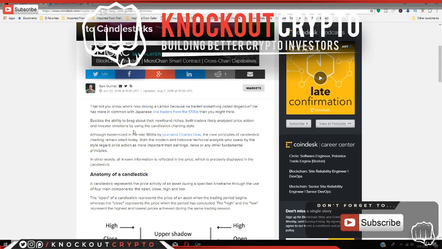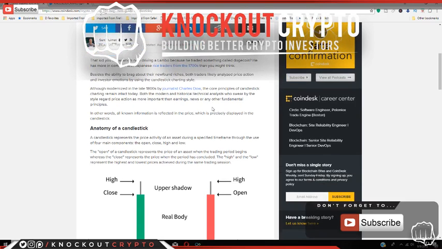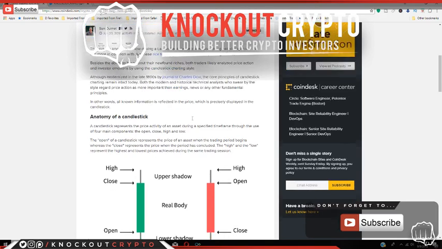That kid you know who is now driving a Lambo because he traded something called Dogecoin has more in common with Japanese rice traders from the 1700s than you might think. Besides the ability to brag about their newfound riches, both traders likely analyze price action and investors' emotions by using a candlestick charting style. Although modernized in the late 1800s by journalist Charles Dow, the core principles of candlestick charting remain intact today. Both modern and historical technical analysts who swear by the style regard price action as more important than earnings, news, or any of the fundamental principles. In other words, all known information is reflected in the price, which is precisely displayed in the candlestick.